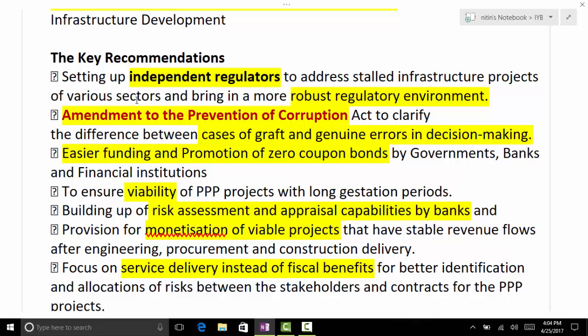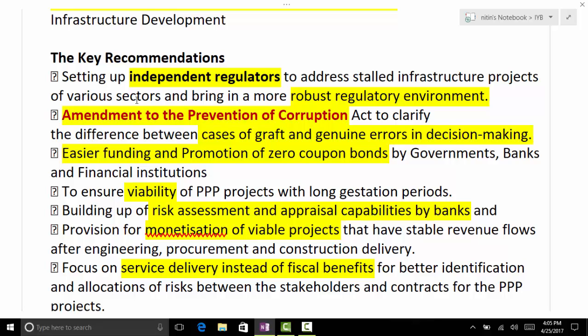Exactly right. When an administrator takes a decision, it could be a genuine decision, and any post-mortem that happens takes place in changed circumstances, with more evidence and more data available. The administrator took the decision on the information available at that time. After a couple of years the scenario changes, and anybody could say it was a totally wrong decision. So that's why there is a need to distinguish between genuine errors in decision making and cases of graft, so that administrators can take decisions without fear or favor.